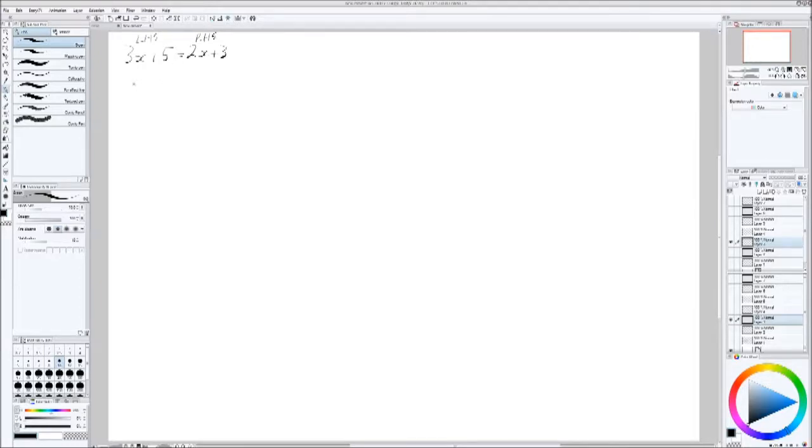So first we'll deal with the numbers. So we want to go 3x plus 5, and we want to get rid of that 5 on this side and move it over to the other side. So to cancel out a positive 5, we subtract 5.